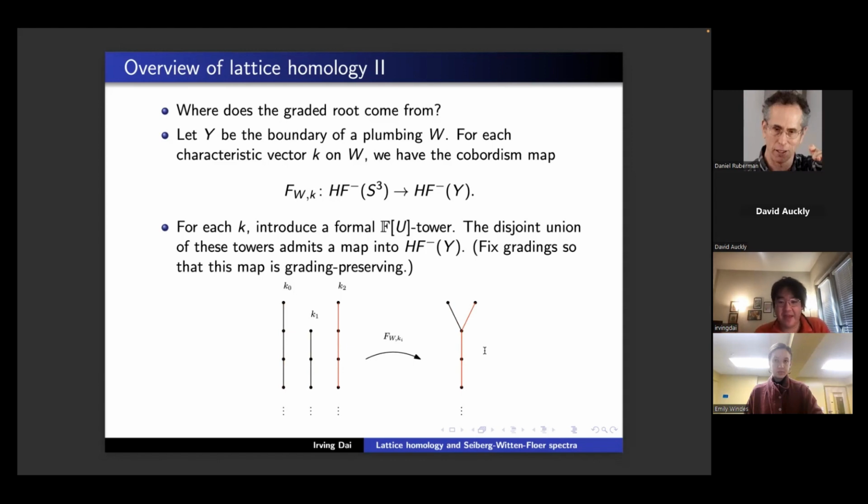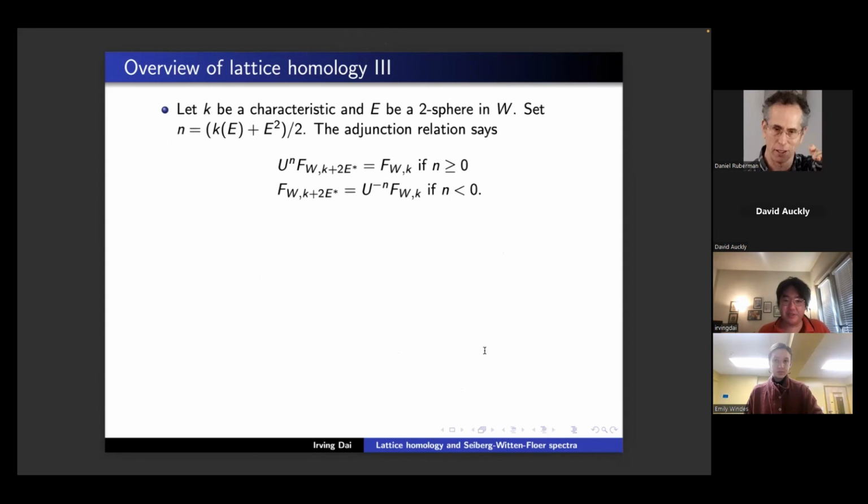Now you observe that the images of these towers overlap, and you knew that they had to overlap. There is a relation called the adjunction relation, which tells me that, roughly speaking, if I have two characteristic vectors on this plumbing that differ by twice the Poincaré dual of some exceptional sphere in the plumbing, then the images of the cobordism maps have to overlap. That is to say, they differ by some multiplication by U. I've written the precise statement here, but the precise statement doesn't matter.